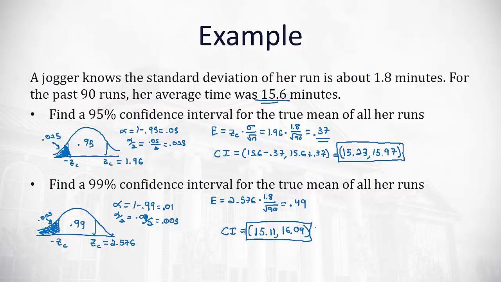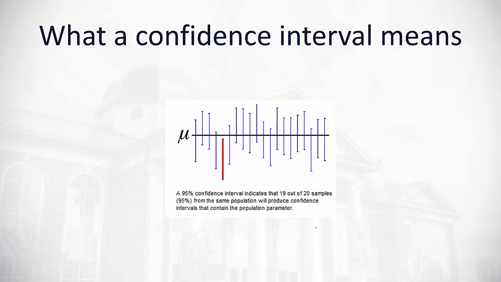Here we focused mainly on the calculation of finding that confidence interval, but I want to look at a visual of what a confidence interval really means. If we do a 95% confidence interval, that comes out to 19 out of 20, 95%. A 95% confidence interval indicates that 19 out of 20 of the samples from the same population will produce a confidence interval that actually contains the population parameter.